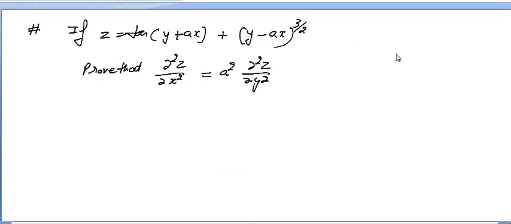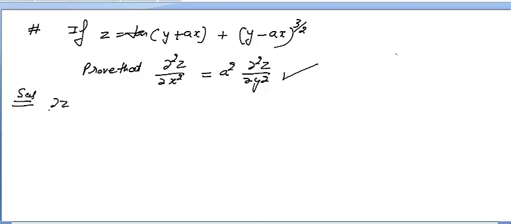See this question. This is another question. z is depending upon x and y, and you have to prove this is equal to this. So double derivative of z with respect to x is equal to a square double derivative of z with respect to y. So first I will find the derivative of z with respect to x, because whenever you want to find the double derivative, you have to find the single derivative first. So I will start the solution.